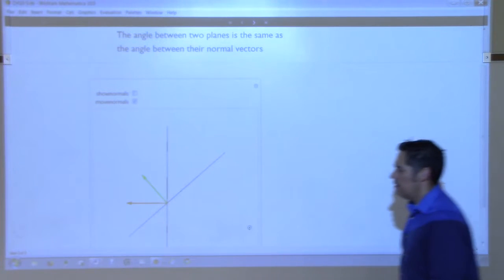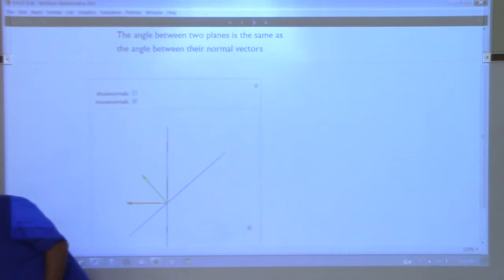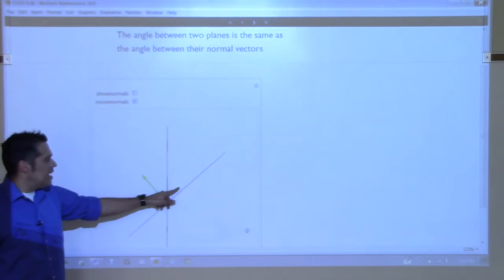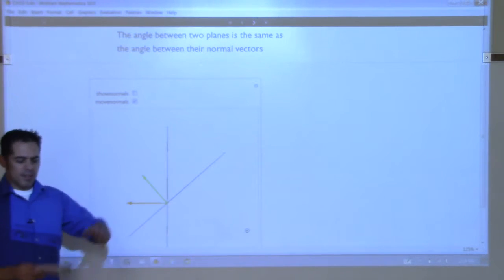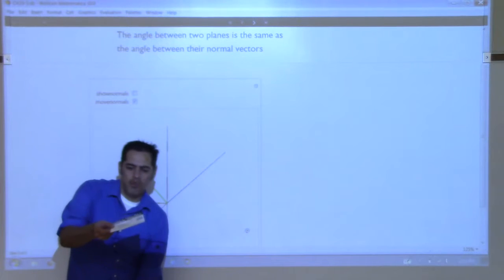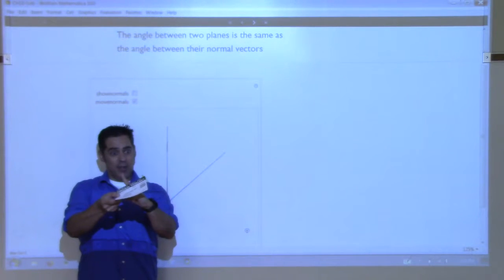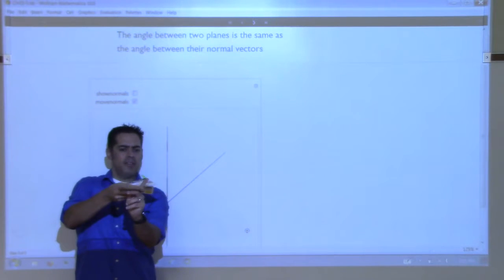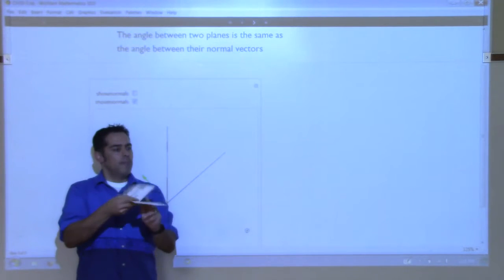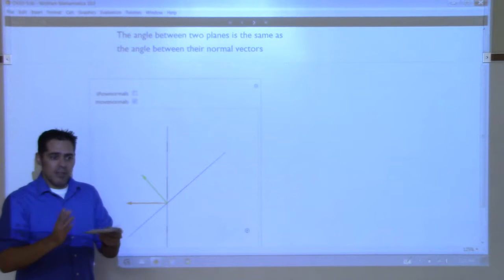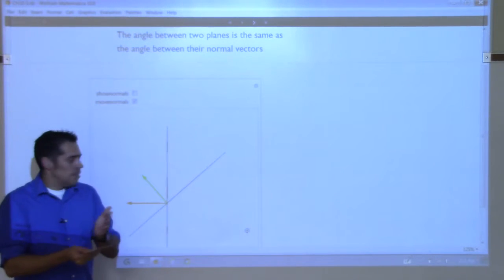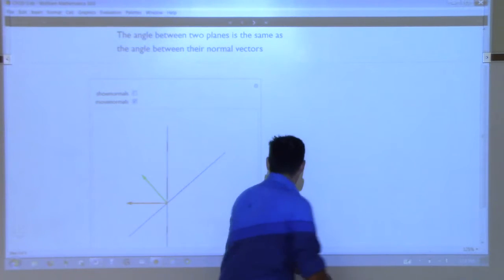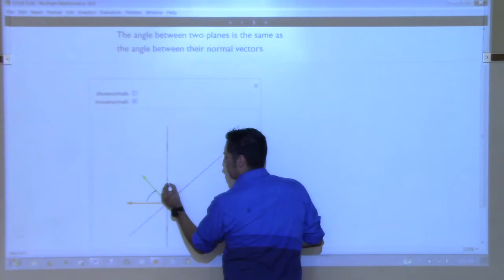Do you notice something? The angle between the normal vectors is the same as the angle between the planes. Because if this one has a normal vector at 90 degrees, then whatever other plane is out here, its normal vector, they're both off by 90 degrees to the direction of the plane. So that means that the angle between these is equivalent to the angle between the planes. So that angle is the same as that angle.